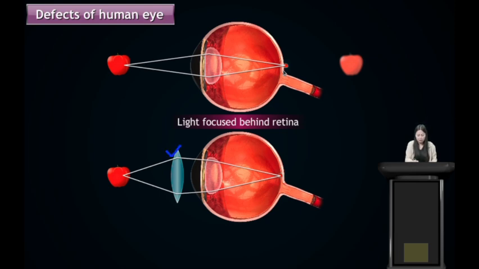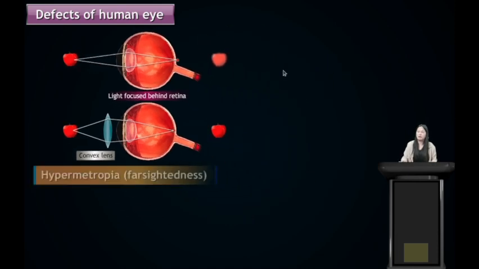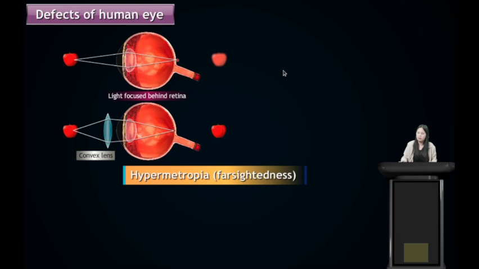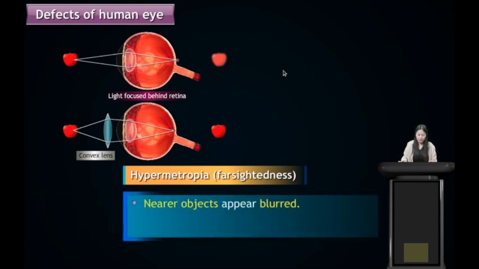Now when we use a convex lens, we see that the image is formed on the retina. So by use of a convex lens, we can correct this type of defect. And this type of defect of the human eye is known as hypermetropia, or farsightedness. In hypermetropia, nearer objects appear blurred.